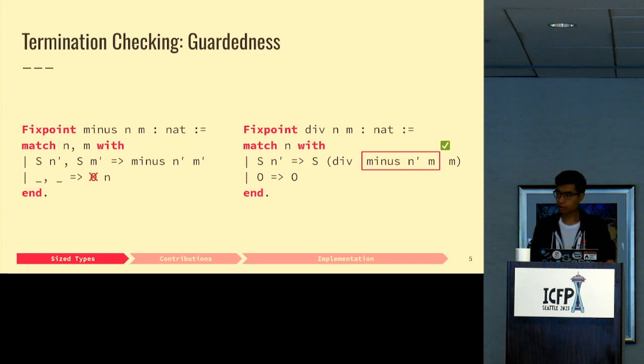But the real reason we know that div will terminate is because minus n prime m will never return an argument bigger than its first argument n prime, because it's subtraction, and n prime is a subargument of n. So this is where size types come in, and the idea is to mark the type of minus with size annotations to indicate this, and to use this size information when type checking div in place of a guardedness check as a more expressive and more modular alternative to termination checking.